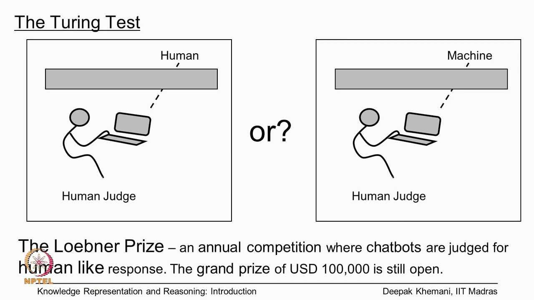There is a human judge sitting on a teletype or chat box, or nowadays maybe on a smartphone or something, and chatting with someone. Only thing is the judge does not know whether he or she is chatting with a human being or with a machine, and the Turing test says that if the machine can fool the judge reasonably often, then it has passed the Turing test.